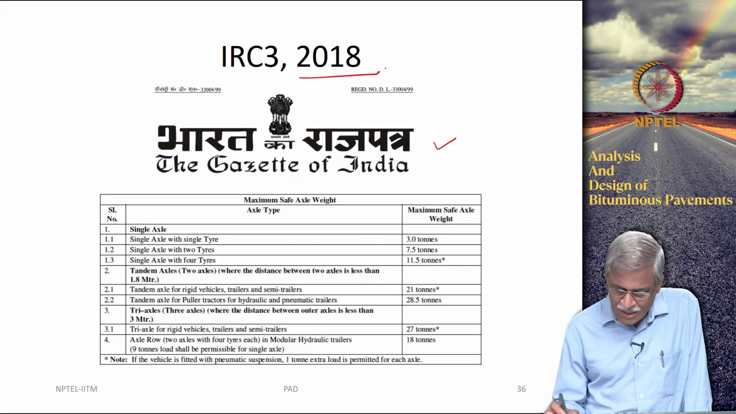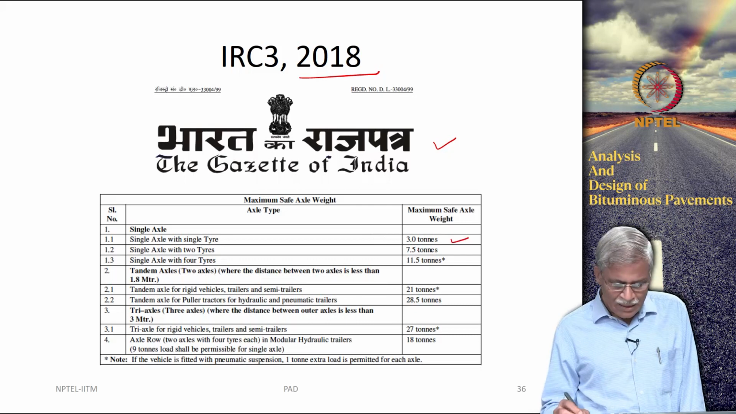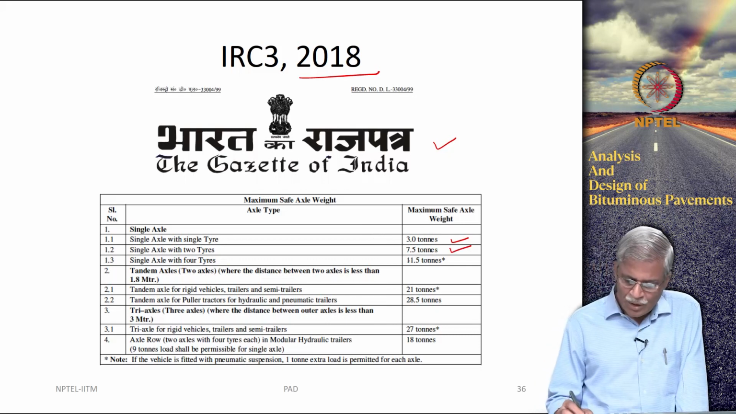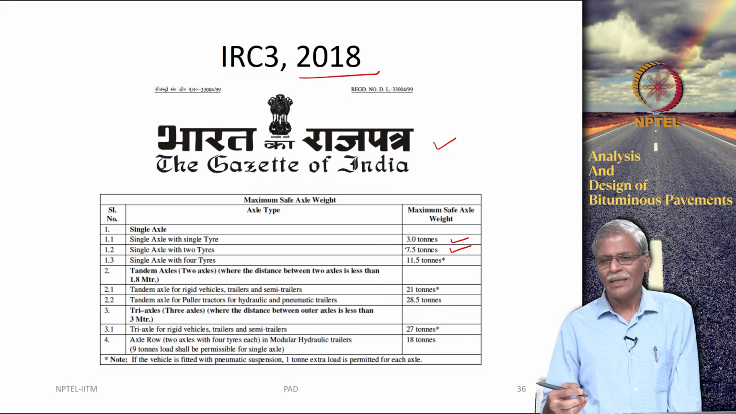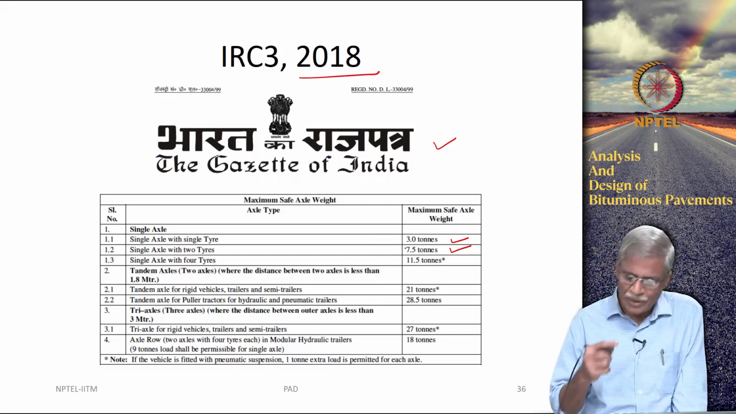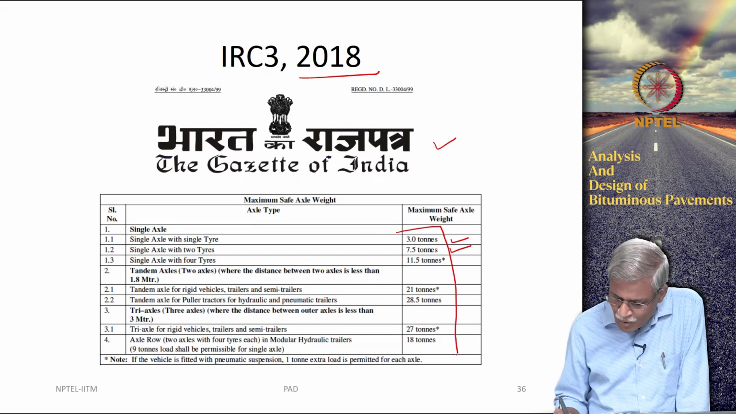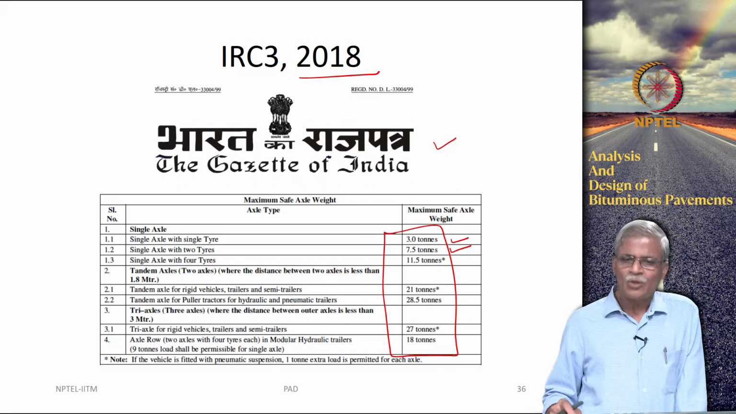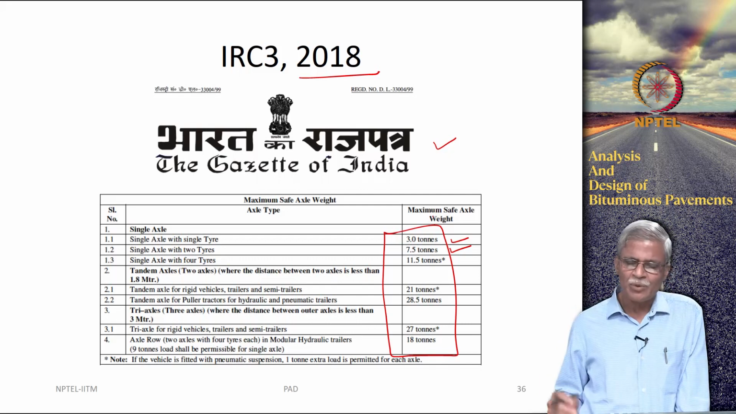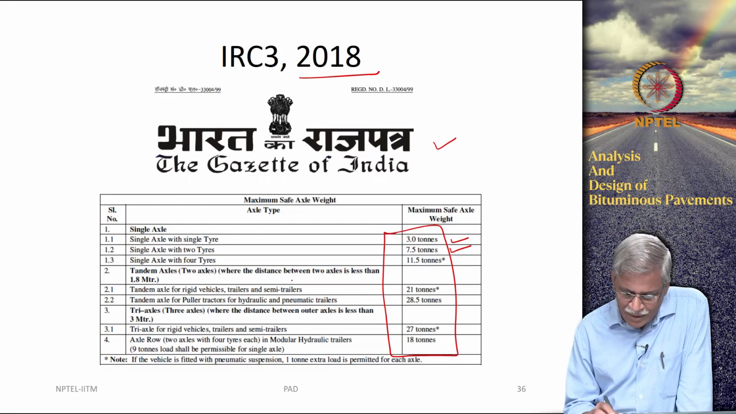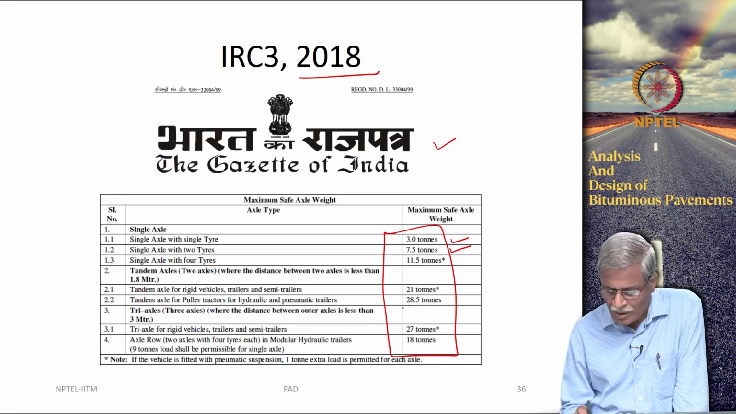You can see the single axle with single tire and single axle with 2 tire. You should be able to relate this. I won't be telling you; you may want to go back to the previous slide and see what happens, and if you relate this to whatever was shown in the previous table, you will be able to answer a few simple questions here. So, tandem axle and tandem axle for rigid vehicles, tandem axle for puller trucks.